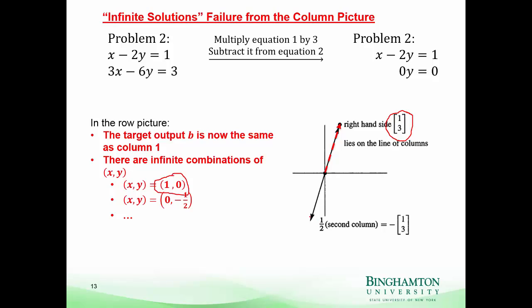But we could also take 0 times the first column and negative 1/2 times the second column. So this is showing 1/2 times the second column. So negative 1/2 would just flip that over and we would take it right out to the point.